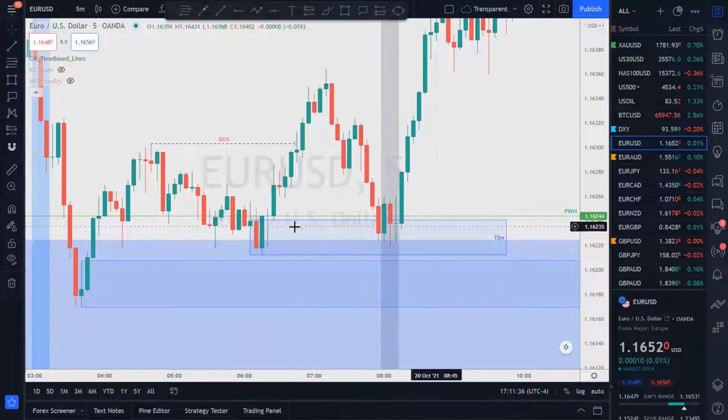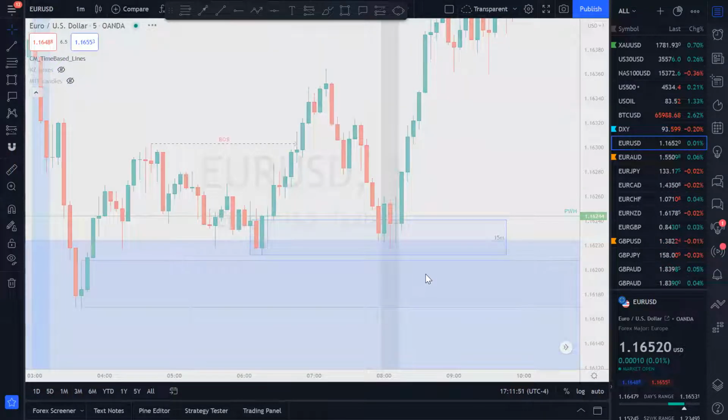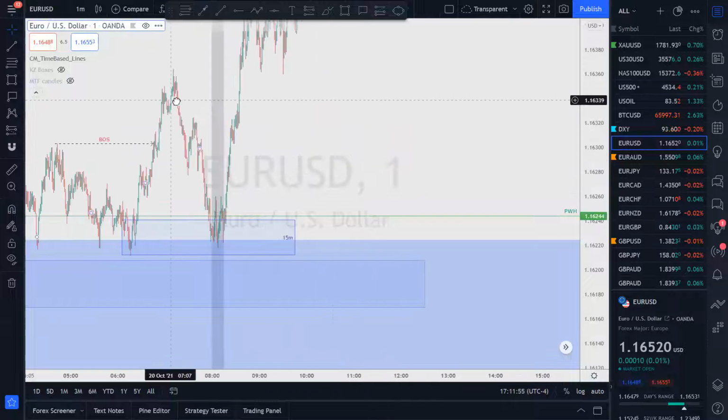And we know that according to the bus schedule, we should be able to catch something over here at some point within the first hour of the New York session. This is when I go to the 1 minute for entries.